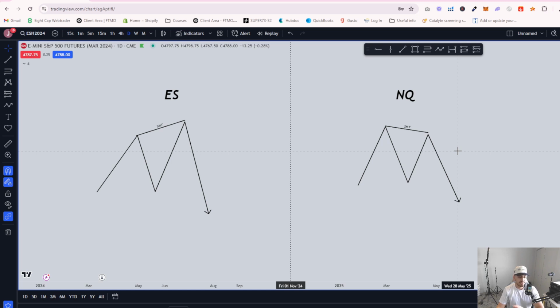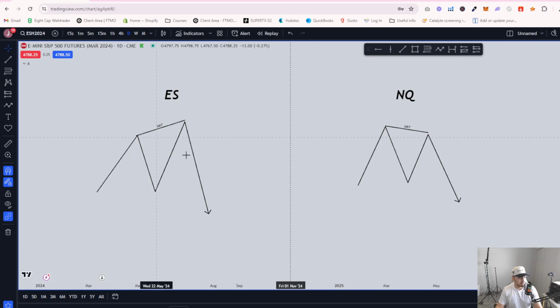And again, you guys do not need this. All you need is the unicorn setup and all the things that we've talked about so far in the series. But an SMT divergence does add extra confluence and extra conviction in your trade ideas when you are trading a unicorn, because sometimes you'll run into those situations where you do get an SMT divergence in one of the correlated assets. So let's go ahead and move on to the SMT video.